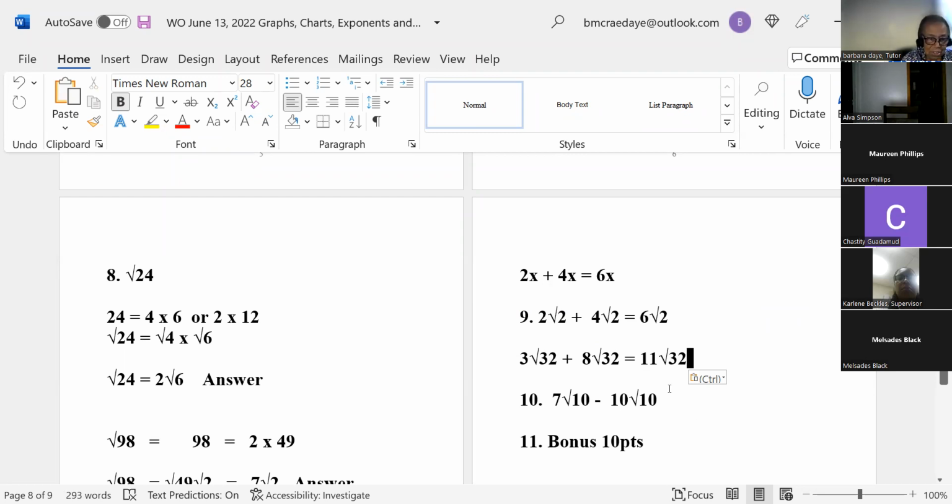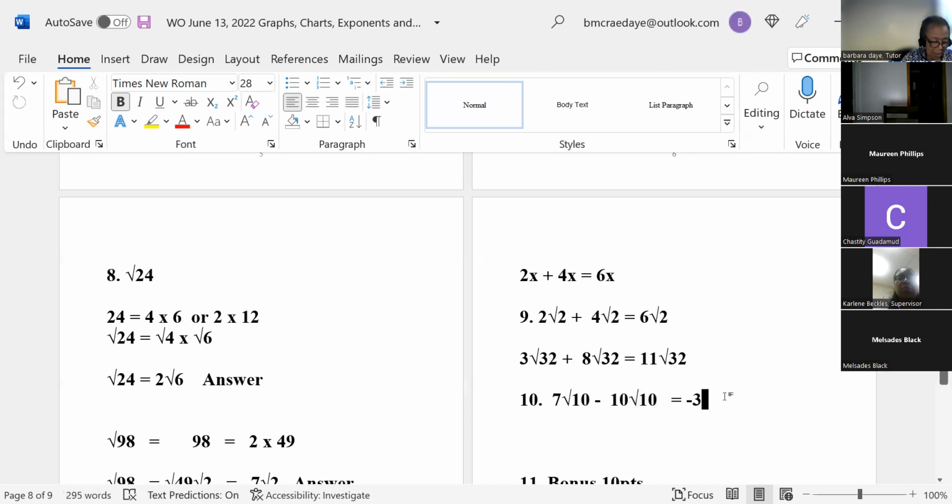And the subtraction, same thing, except you're subtracting. What's the answer here, Maureen? What's 7 times square root of 10 minus 10 times square root of 10? What's the answer? It's 3. Minus 3. Thank you, Maureen. Minus 3, because you subtract. 7 minus 10 is minus 3, and then you just put the square root of 10.